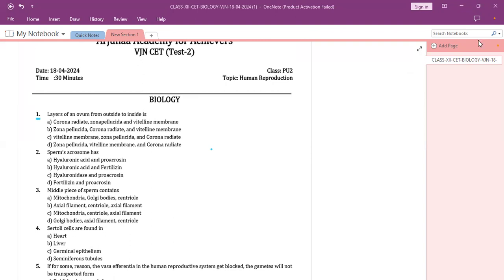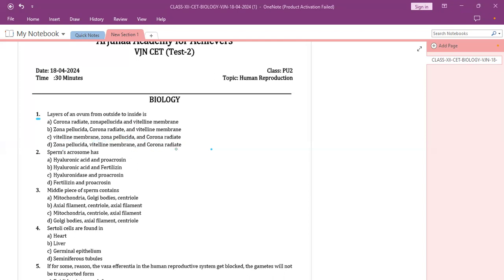goes: The layers of an ovum from outside to inside is option 4: A. Corona radiata, zona pellucida, and vitelline membrane. B. Zona pellucida, corona radiata, and vitelline membrane. C. Vitelline membrane, zona pellucida, and corona radiata. D. Zona pellucida, vitelline membrane, and corona radiata.